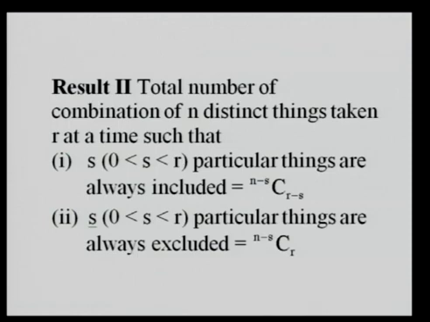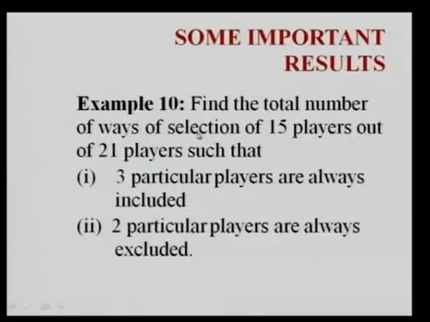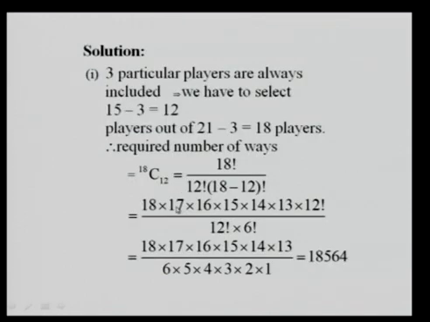Another result is for the total number of combinations. The previous result was related to permutations, but in this case we have combinations, so instead of P we use C, and here we form groups. In the previous case we formed arrangements. Let us take one example: find the total number of ways of selecting 15 players out of 21 players, such that 3 particular players are always included. Let us solve this example.